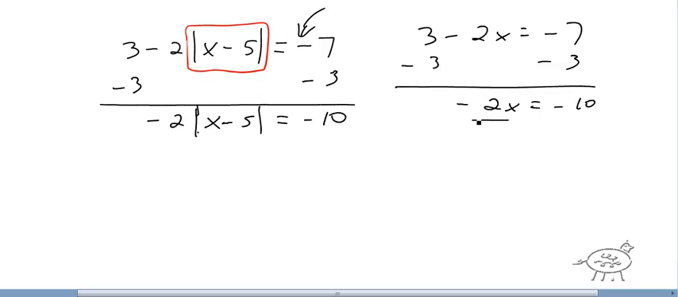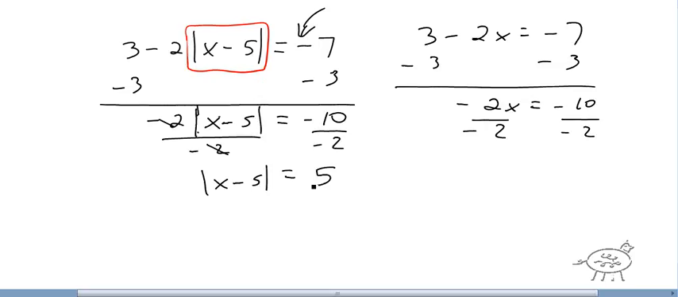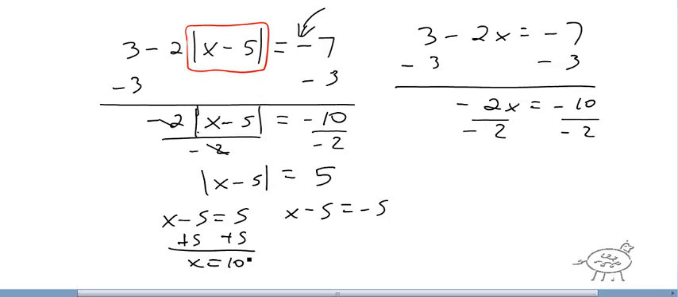And so your next step then is to divide both sides by negative 2. So that's what I'm going to do. And so they cancel. We get absolute value of x minus 5 equals positive 5. That's a good solution because now it's positive. And then I'm going to say x minus 5 equals 5, and x minus 5 equals negative 5. So add 5 to both sides. X equals 10. Add 5 to both sides. X equals 0. So there you go. Your two solutions are 10 and 0.